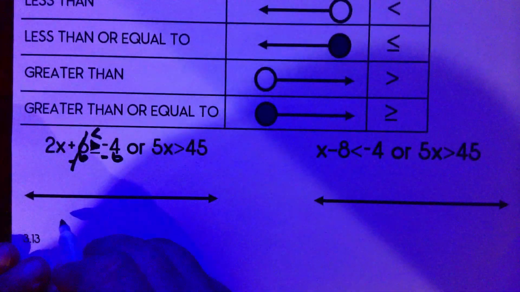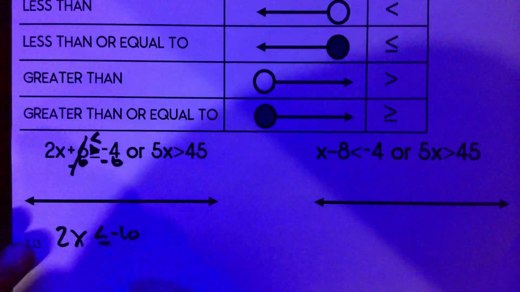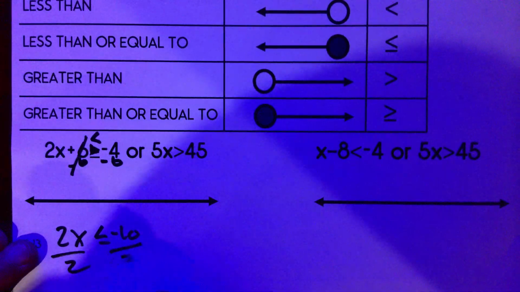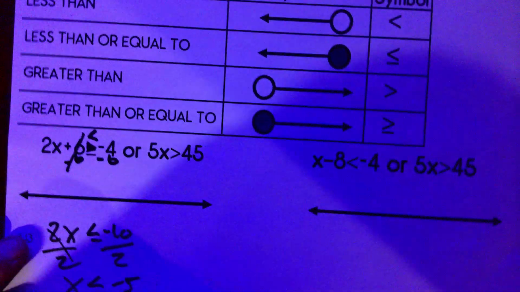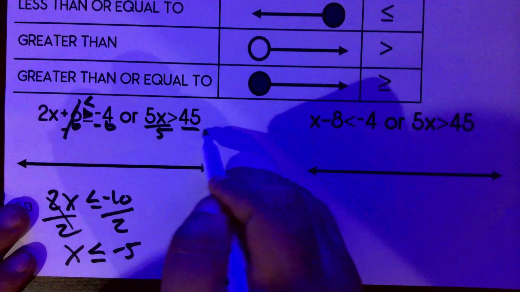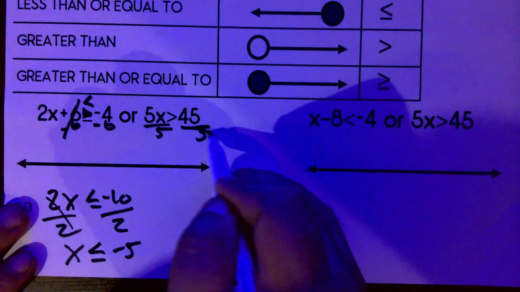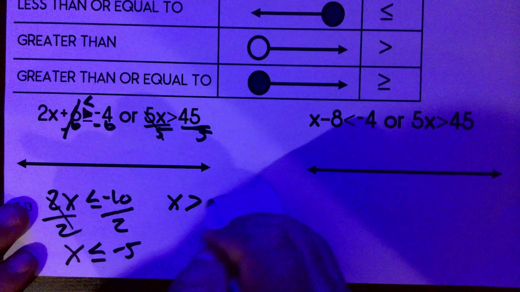And we're just going to come down here where there's a little bit more room. 2x is less than or equal to negative 10. Divide both sides by 2, and x is less than or equal to negative 5. All right, for this next guy, we just divide by 5. And 45 divided by 5 is 9, so x is greater than 9.